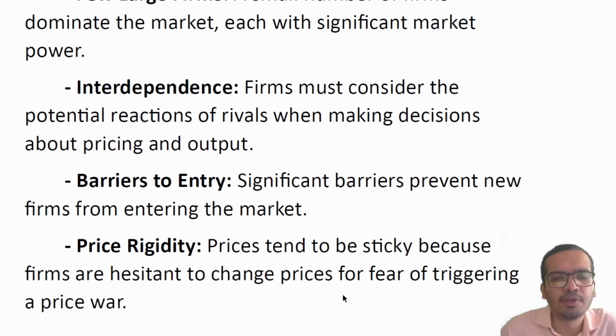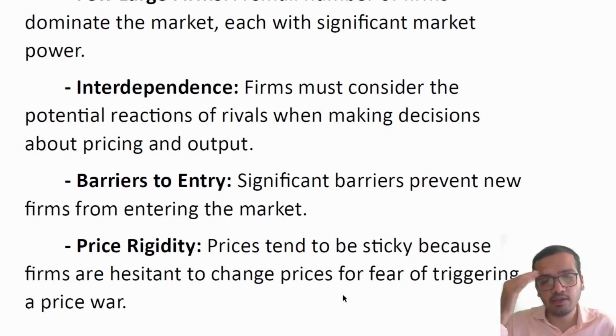Then comes interdependence, that is, firms must consider the potential reaction of rivals while making decisions about pricing and output. So this means that one player's decision has an impact on another player, so they have to consider the impact on all the potential rivals while making a decision.